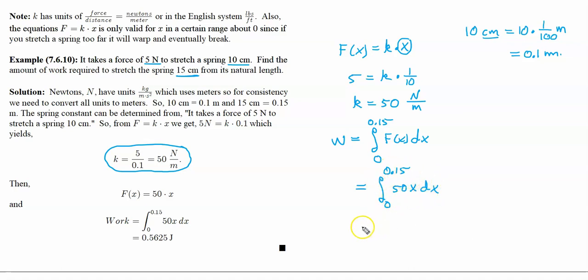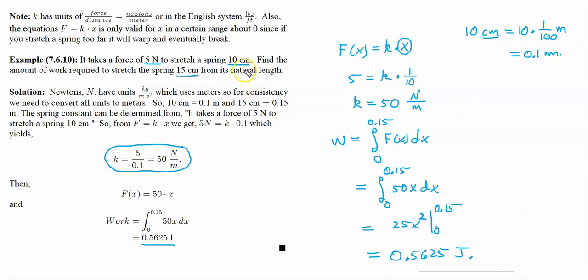And of course, integrating this, we get, and there we go. So if you put 0.15 in for x, 0 in for x, and subtract those two values, you will get what we have over here, which is 0.5625 joules. And that is our answer.